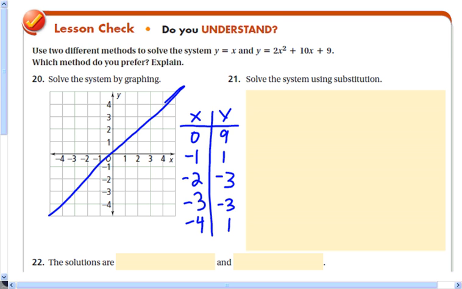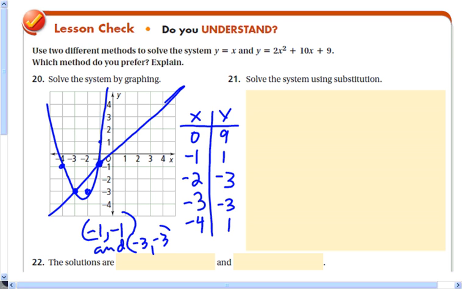So here's some points: (-1, 1), (-2, -3), (-3, -3). That point's right on the line. There's one of the solutions: (-4, -1). So we have a parabola that looks like it's going to go something like that. And so there's another solution right there. And that one looks like (-1, -1). And (-3, -3). All right, so now let's use substitution, see if it works out the same.